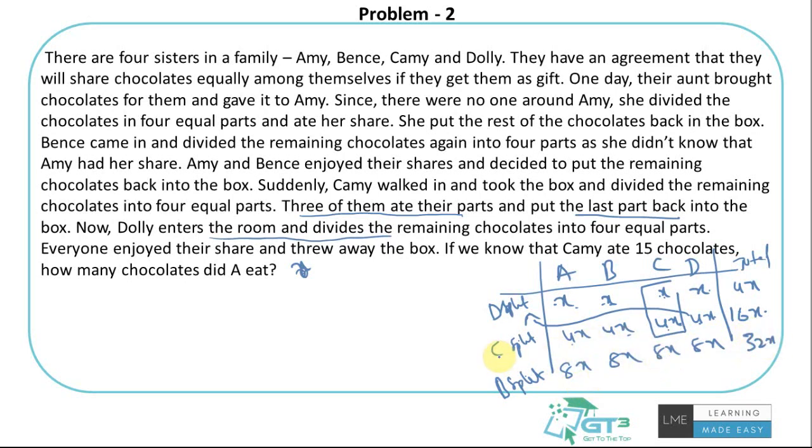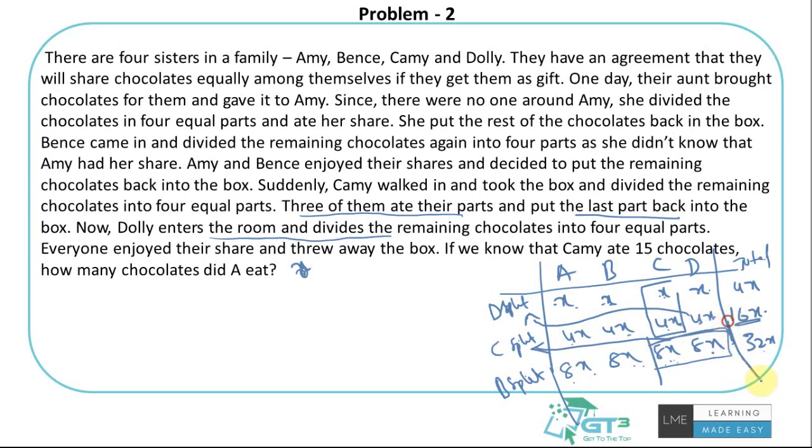Imagine this. When C entered, B and A had already eaten. So she would have seen some chocolates which were split for herself and her sister D, which she didn't know. Obviously C did not know. B split 32X into 8X, 8X, 8X and 8X. So B ate her part, A ate her part. So C and D's parts together in that split are 16X, which is what C saw. That's why 32X were there and B split them into 8X, 8X, 8X and 8X.